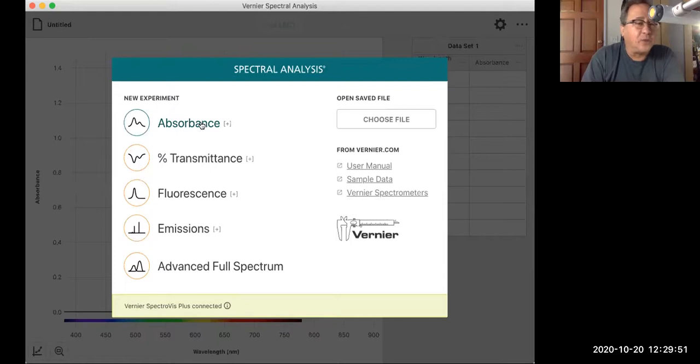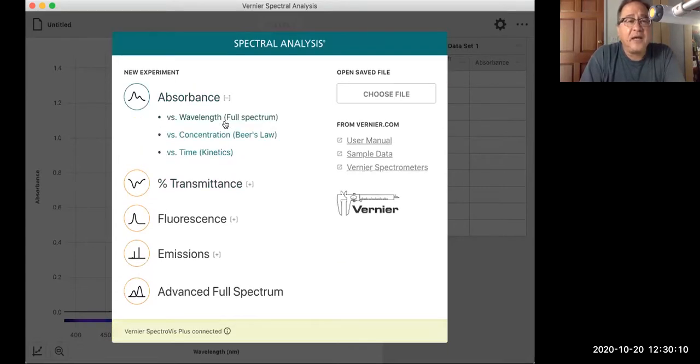So I can do an absorbance experiment, a transmittance experiment, fluorescence. We can do all sorts of things with this software. But you can only do these experiments if you have the correct instrument. For this instrument, we can do absorbance and transmittance spectra. So here, I'm going to choose absorbance, and we're going to do a full spectrum of a solution. So I'm going to go ahead and select that.